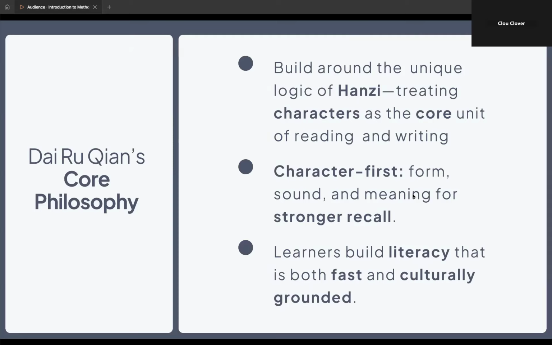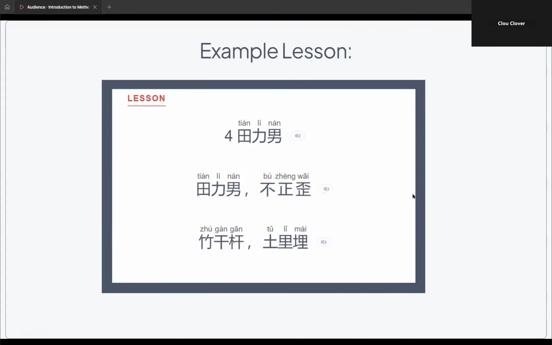So his core philosophy is that Mandarin should be treated differently and uniquely. It builds around the unique logic of Hanzi, treating characters as the core unit of reading and writing. It's character first, so it's form, sound, and meaning for stronger recall, and learners build literacy that is both fast and culturally grounded. So, for example, here's an example lesson.